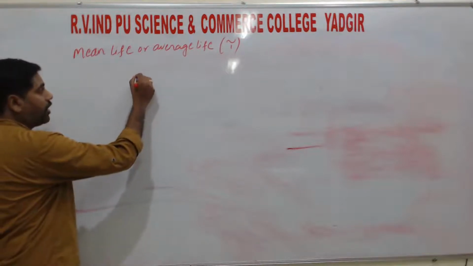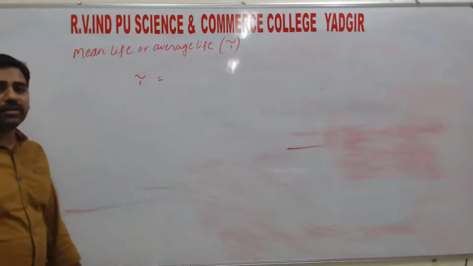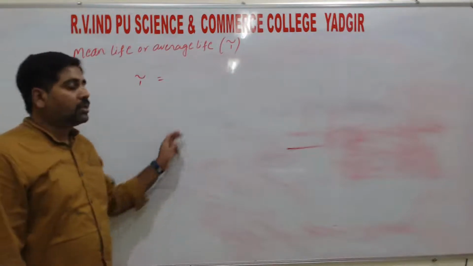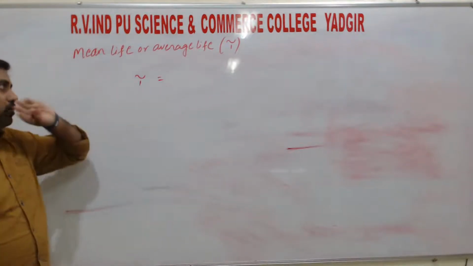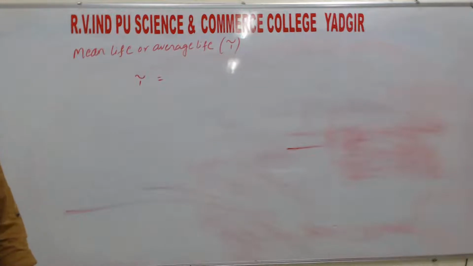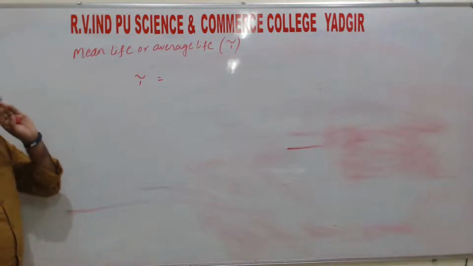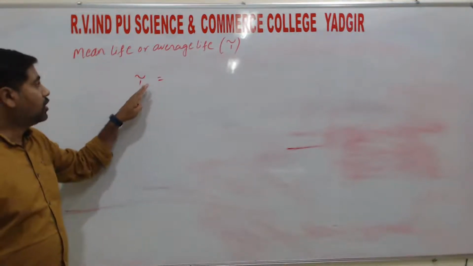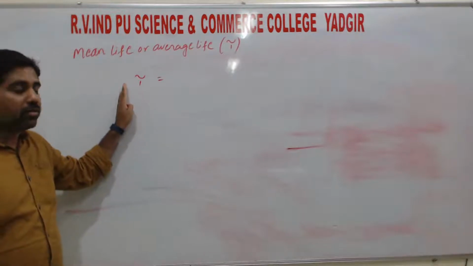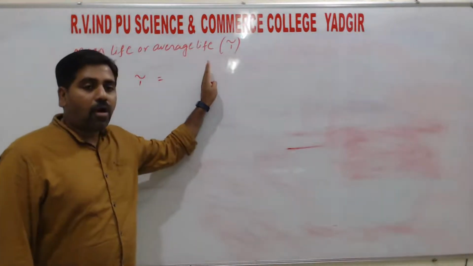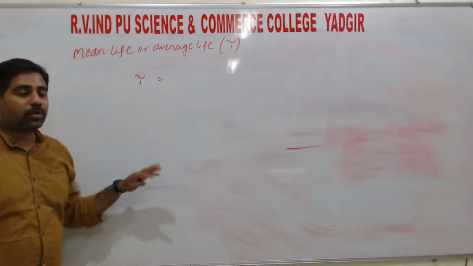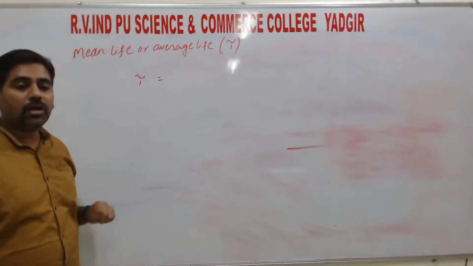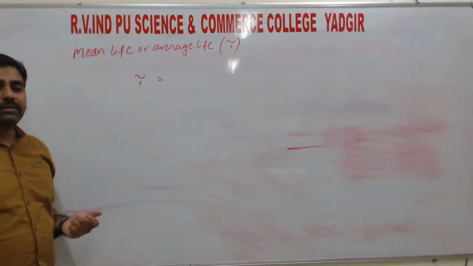So the mean life tau is defined as the ratio of the sum of lives of all the atoms which are present in the sample to the total number of atoms which are present in that sample, right?